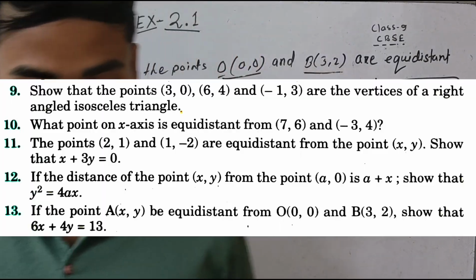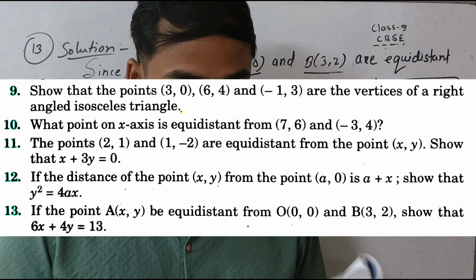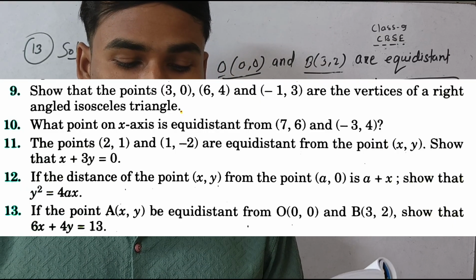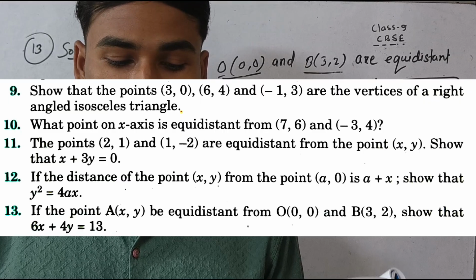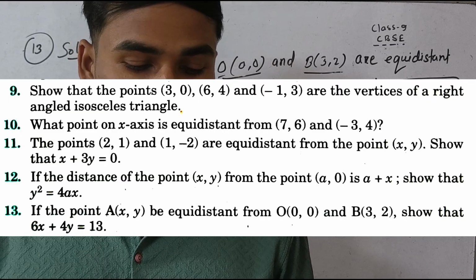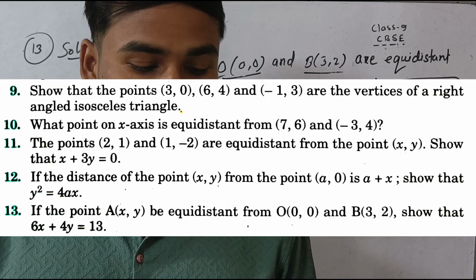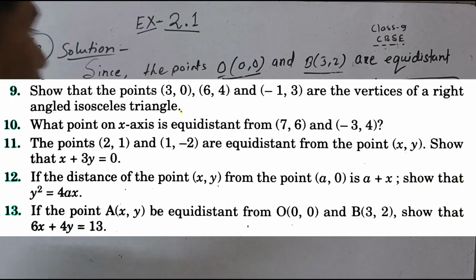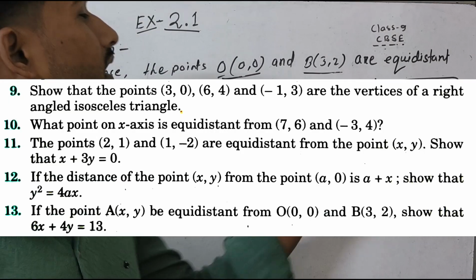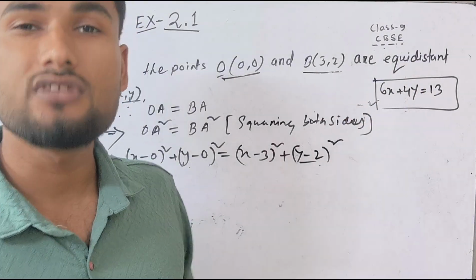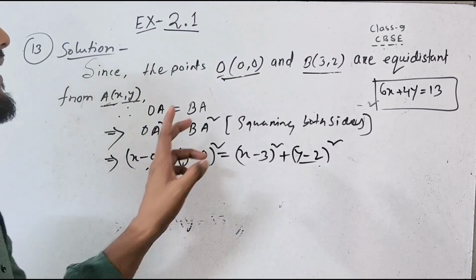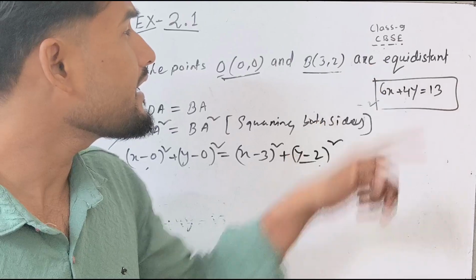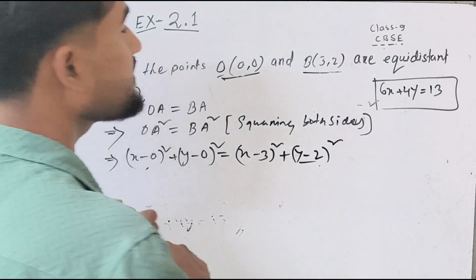Let's come to the question number 13. And question number 13 was, if the point A(x,y) is equidistant from O(0,0) and B(3,2), show that 6x plus 4y equal to 13. हमें क्या करना है, प्रूव करना है कि 6x plus 4y equal to 13, and the given points O(0,0) and B(3,2) are equidistant from A(x,y).